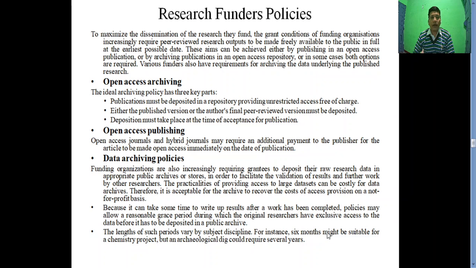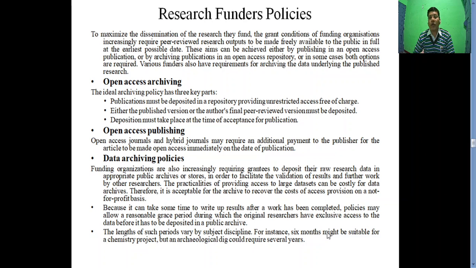Now come to another aspect, which is research funder policy. To maximize the dissemination of the research they fund, the grant conditions of funding organizations increasingly require peer-reviewed research output to be made freely available to the public in full at the earliest possible date. These aims can be achieved either by publishing in an open access publication or by archiving the publication in an open access repository, or in some cases both options are required.